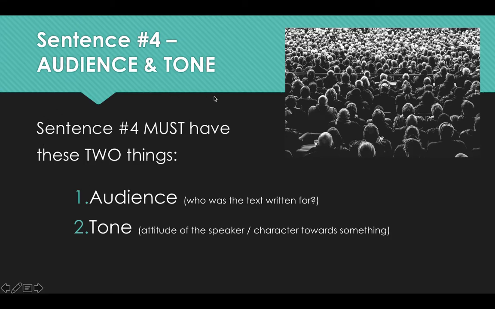Sentence 4. So we're going to put everything together at the end. Sentence 4, audience and tone. So sentence 4 must have 2 things. Audience, who was the text written for? And then the tone, the attitude of the speaker or the character towards something. In this case, it's going to be the speaker for a poem. And then same with a speech would be the speaker.